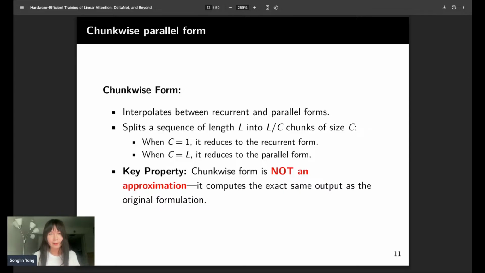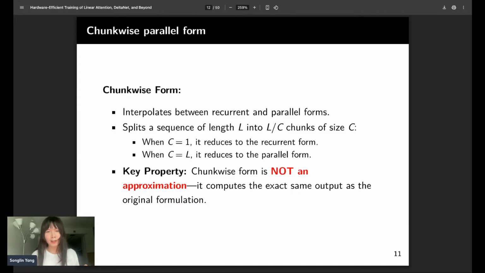Due to the limitations of the recurrent and the parallel forms, we discuss the chunkwise form, which is basically an intermediate form sitting between the recurrent form and the parallel form. The high-level idea of the chunkwise algorithm is that we have a sequence and a chunk size C, and we split the sequence into several chunks of equal size. When the chunk size equals 1, we recover the recurrent update mechanism. And when the chunk size equals the full sequence length, it reduces to the parallel form.